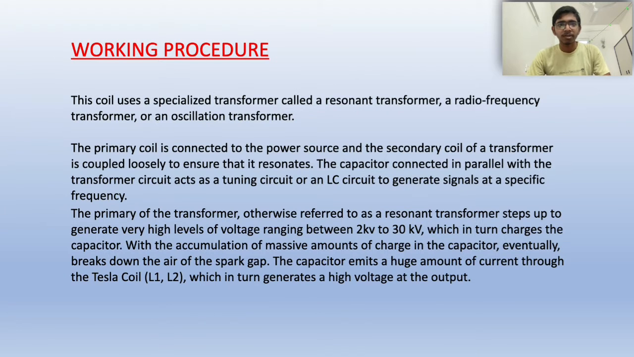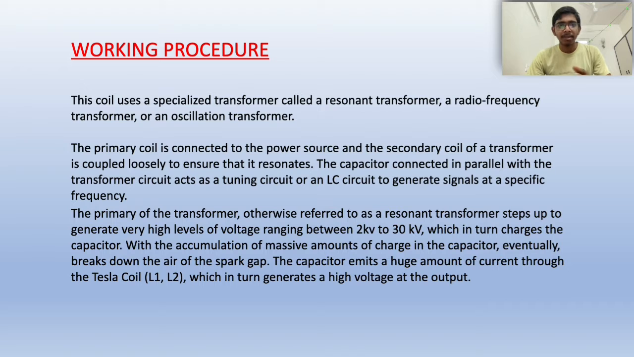Coming to the working procedure, from the previous picture we can observe that it has two transformers. The first transformer, let's say the supply transformer, has its primary coil connected to the AC voltage and steps it up to produce high voltages of 2 kilovolts to 30 kilovolts, which in turn charges the capacitor. This accumulation of massive charge in the capacitor gives huge amounts of current, successfully breaking down the air of the spark gap. We can have a huge voltage at the output.